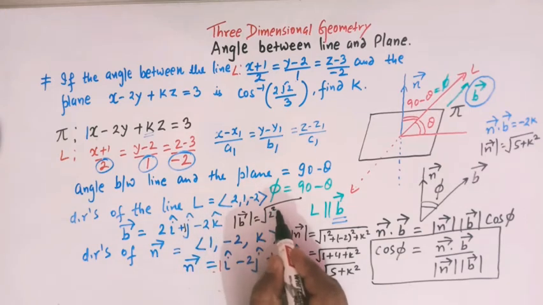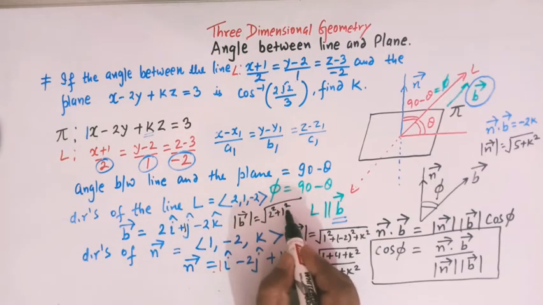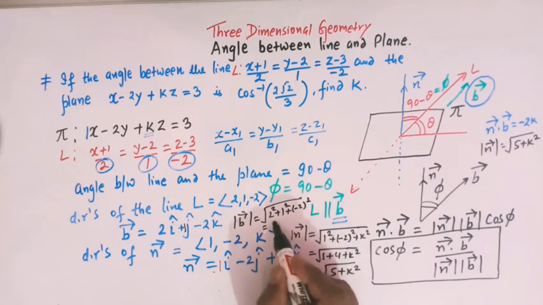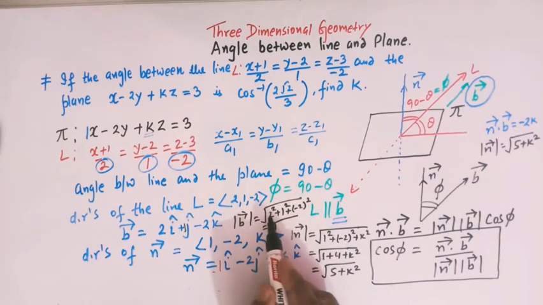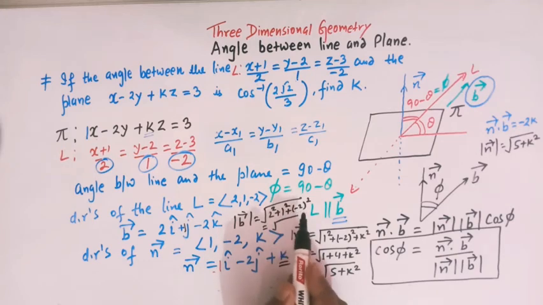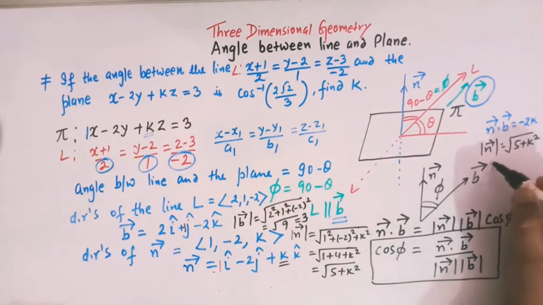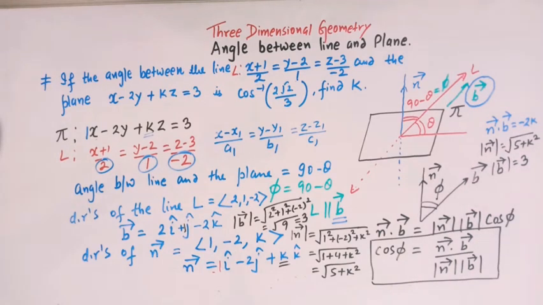So this is 2 square plus 1 square, and then we have minus 2 square. So this is square root of 4 plus 1, 5, and 5 plus 4, 9, so square root of 9, which is equal to 3, right? So the magnitude of vector b is equal to 3.